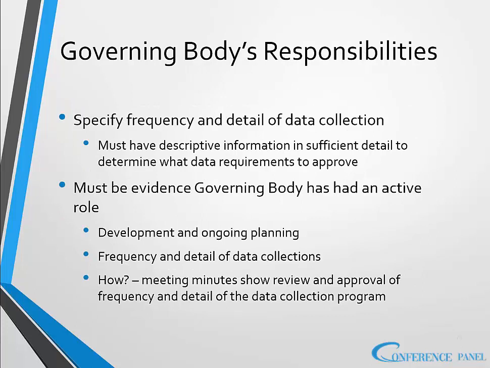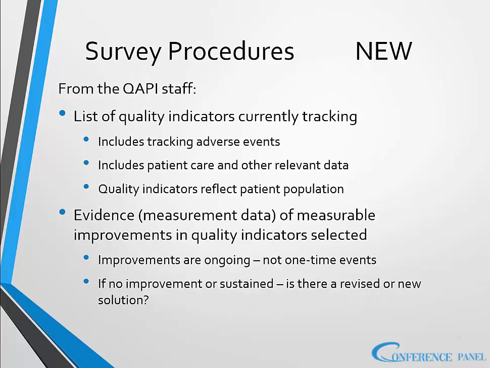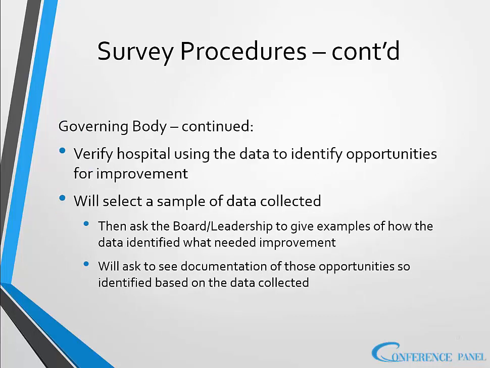Your governing body has to set out the frequency and how much detail they want collected, and the descriptive information. There has to be enough information so they know what to approve. Now this is from your QAPI staff. Now this is new. The list of indicators that you're currently tracking has to include that you're tracking your adverse events.